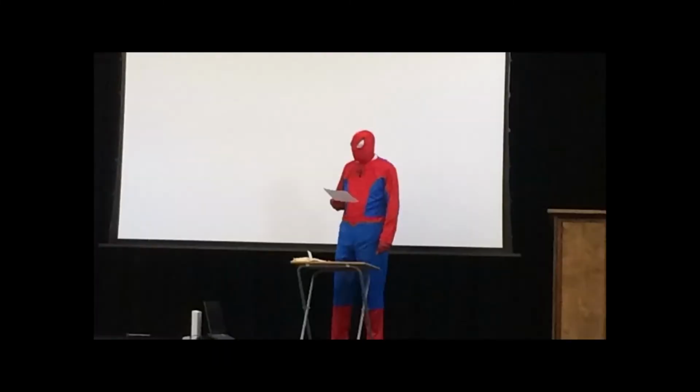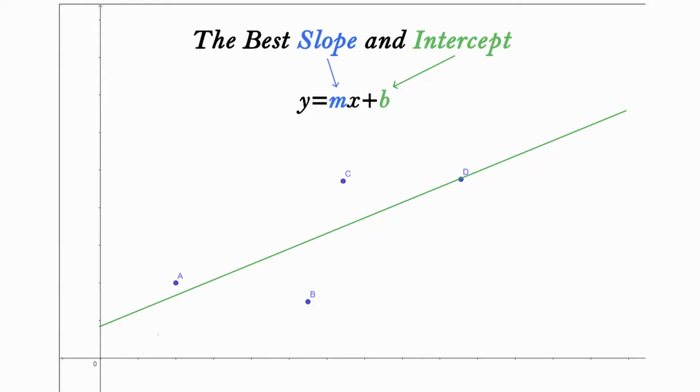You know what you signed up for when you clicked on this video. So without further ado, here's where the best slope and intercept come from in a regression with a single predictor. The goal of regression is to produce a line that fits given data points the best.